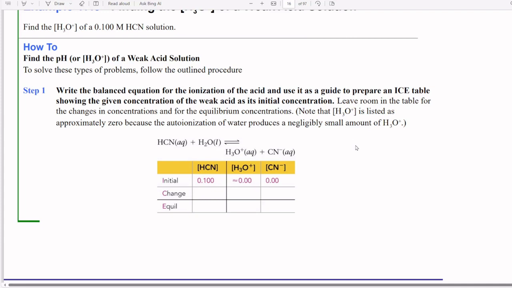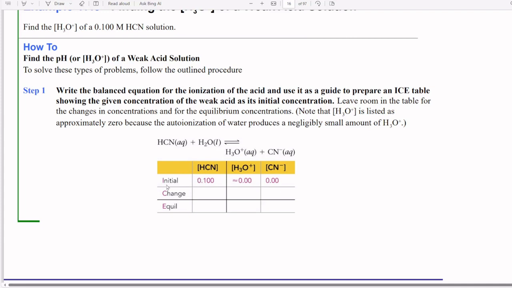We don't need to calculate Q here because we have the initial concentration as 0.1 molar HCN, and therefore the only way this reaction can go is to the right. Here we have HCN plus water yields H3O plus and cyanide. Okay, that's our balanced equation. If this is acting as an acid, then water must be acting as a base. The conjugate acid of water is H3O plus, and the conjugate base of HCN is the cyanide ion.